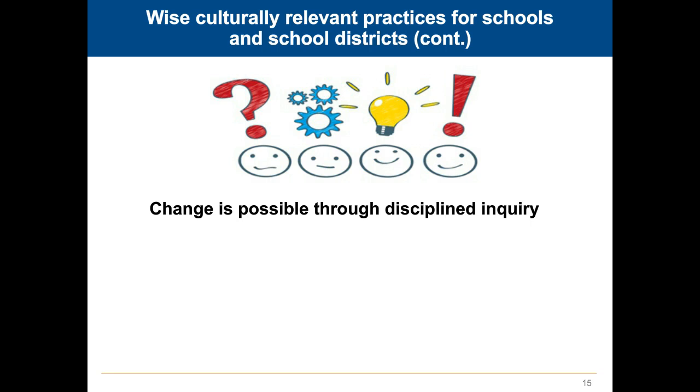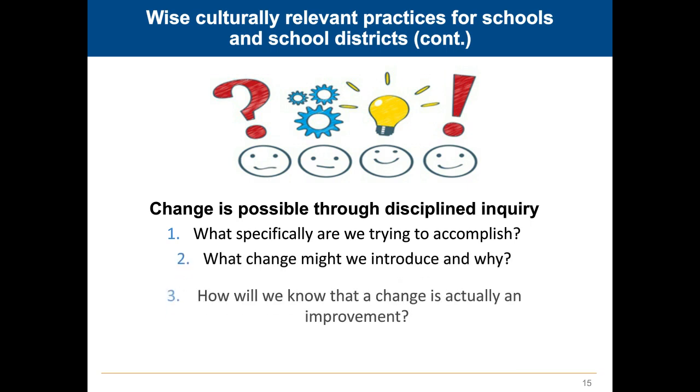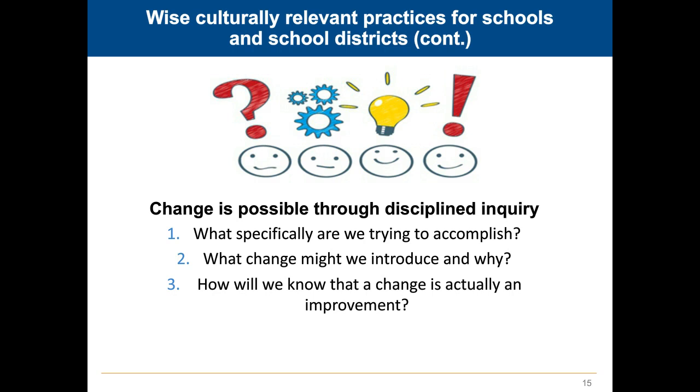What kinds of conversations are we having about discipline inquiry as it relates to policy, procedure, and intervention with some of those three areas that we know are problematic in terms of equitable outcomes for all students? Then we need to get really, really specific about the things that we want to address. We need to be able to know what it is that we are trying to accomplish. What change might we introduce and why, and how will we know that that change is actually an improvement?